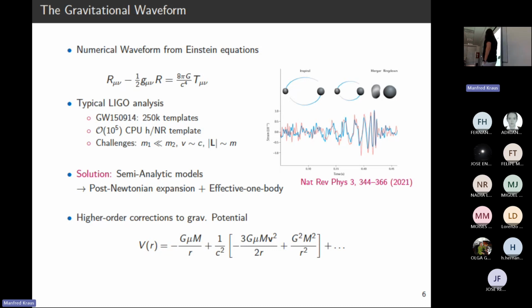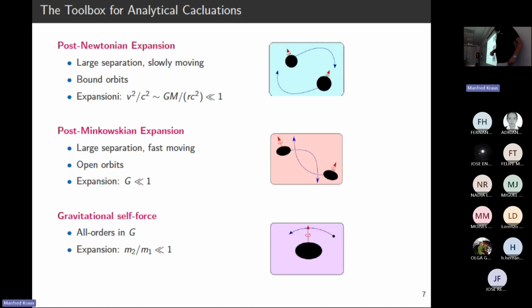What happens essentially is if you work on these post-Newtonian expansions, you get higher order corrections to the Newtonian potential, and you can essentially solve these equations of motion and simplify. Okay, so first thing, what is our analytic toolbox?